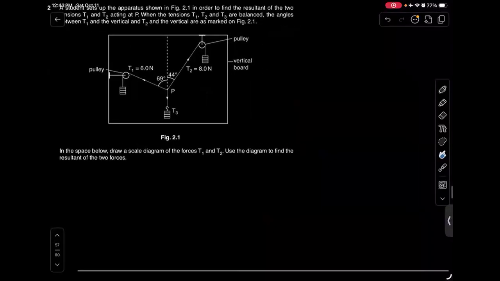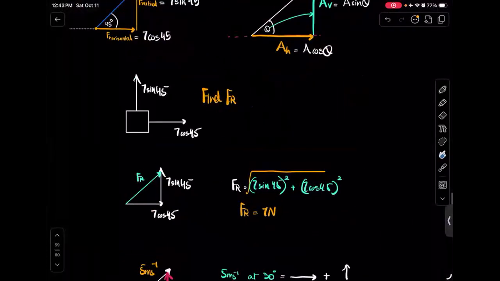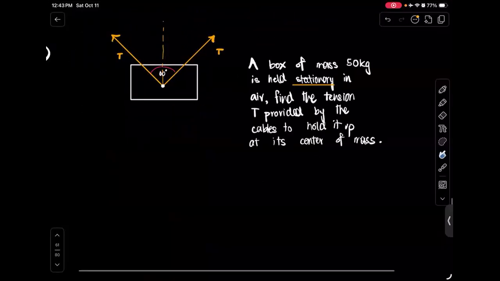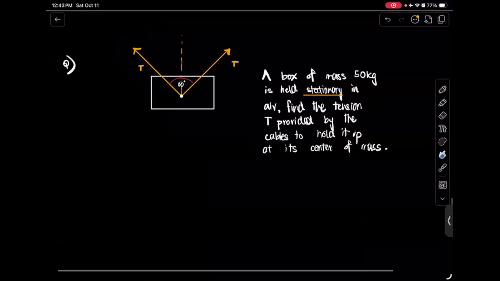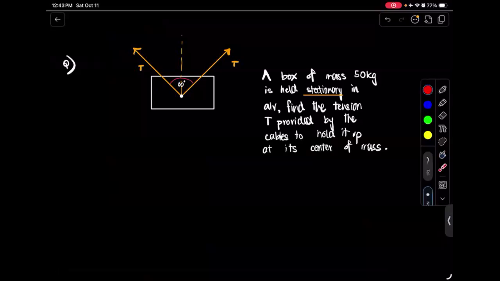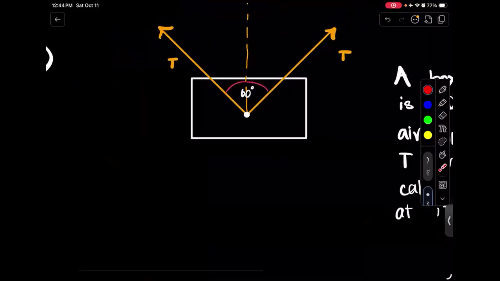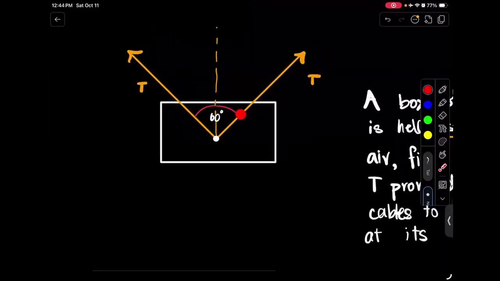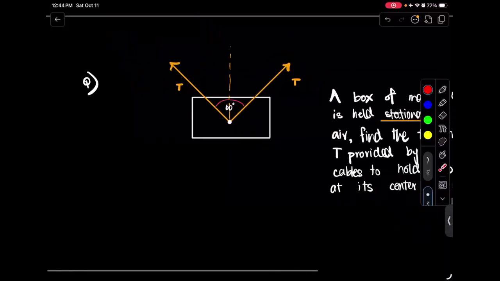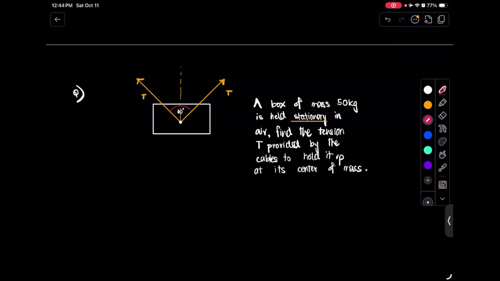So let's calculate this question, which says a box of mass 50 kilograms is held stationary in air. So that means this is a box that is suspended in air, and it says find the tension T provided by the cables to hold it up at its center of mass. It's being held perfectly, equally, symmetrically, with an angle of 60 degrees between both of these wires. And this box is obviously hanging downwards.